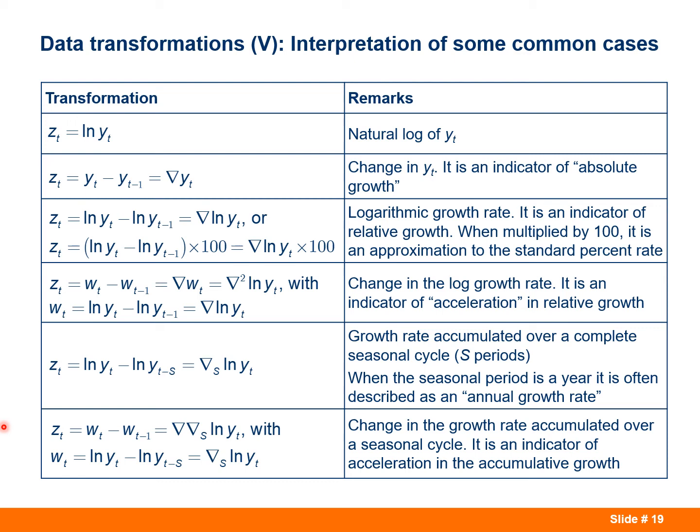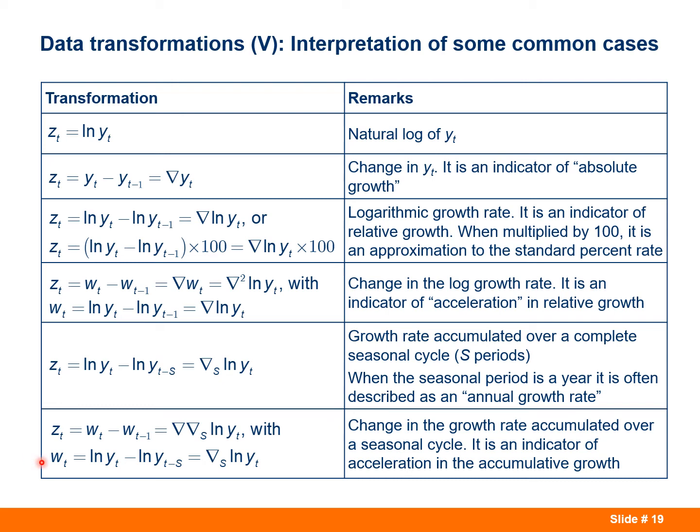Now let's go for the seasonal differencing. As we saw, zt is defined as log yt minus log of the value of yt in the previous season. So nabla sub s log yt. This can be interpreted as the growth rate accumulated over a complete seasonal cycle of s periods. When the seasonal period is a year, it is often described as the annual growth rate.